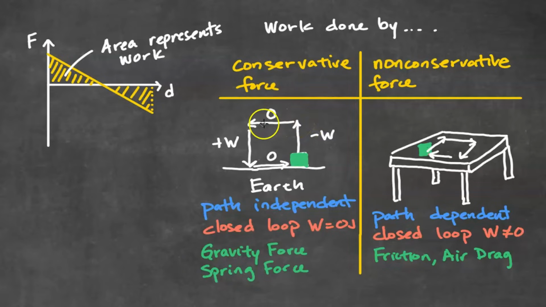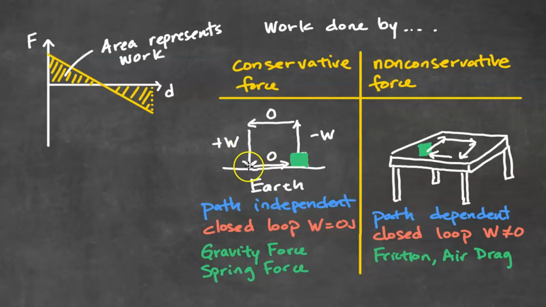Then I'm going to move the box to the left, and because the force and displacement are perpendicular, the work done by gravity is 0. Then I'm going to move the box down, and the work here is positive because the force and the displacement are in the same direction. Now, whether I move the box up, to the left, and down, or if I move the box directly to the left, the total amount of work is going to be the same. In this case, it's going to be 0. So we say that it's path independent.